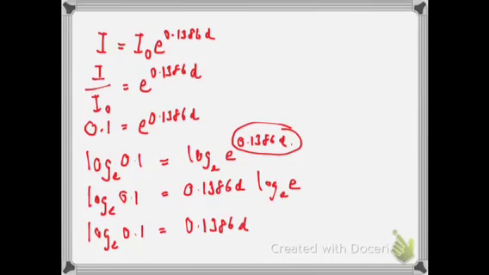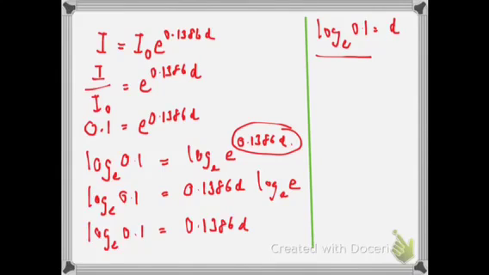So moving up here, we've got log 0.1 to the base e equals d times 0.1386, and we can divide over this side by the 0.1386. And the d we get, the distance we get there, is 16.6 metres. There we go, long video that one, but hopefully that's given you some idea how to do the modelling questions.